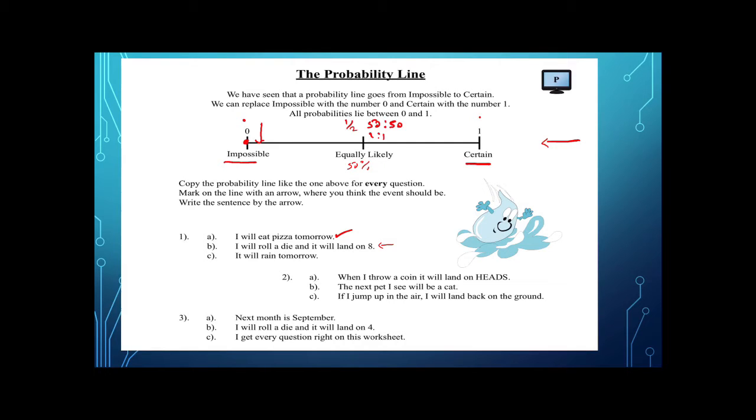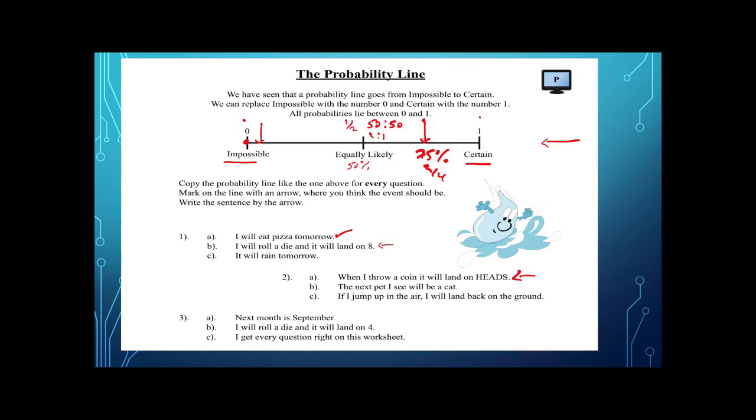The chance of it raining tomorrow, well, here in England, that could happen. I've looked at the weather forecast and apparently it's somewhere between equally likely and certain, and I think that's around about 75%. Or 3/4.